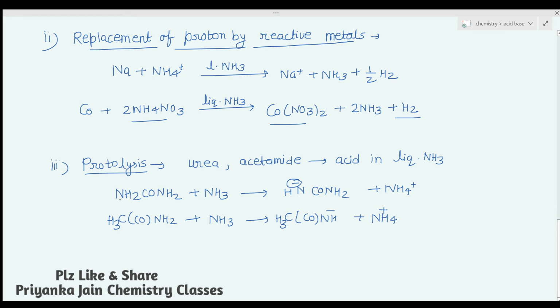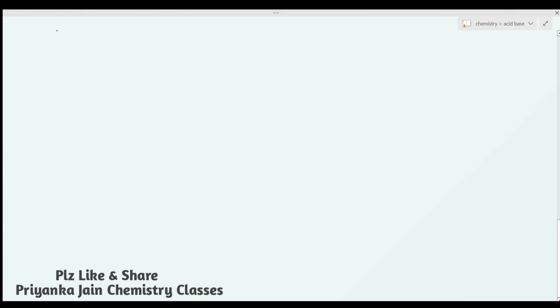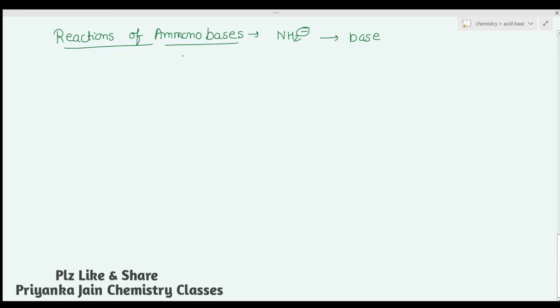Now we see some of the reactions of the ammonobases. Ammonobases means any substance that is giving NH2− ion in liquid NH3, acting as the base. That is called the ammono base. Like any substance that is possessing an NH2 group, or that is possessing imide, this is imide and this is nitride. Any of these substances will act as the base. These all will act as the base in liquid NH3.